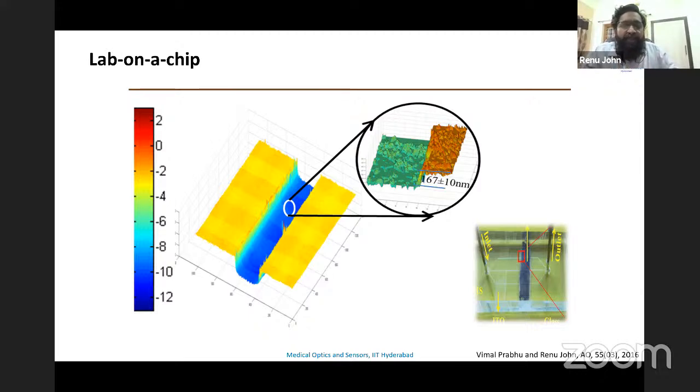Of course, you can right away ask what the spatial resolution is. As in the case of any microscope, the spatial resolution is decided by the pixel size of the camera. So if a camera has 5 micron pixels, it can resolve the same; it can give the same spatial resolution.